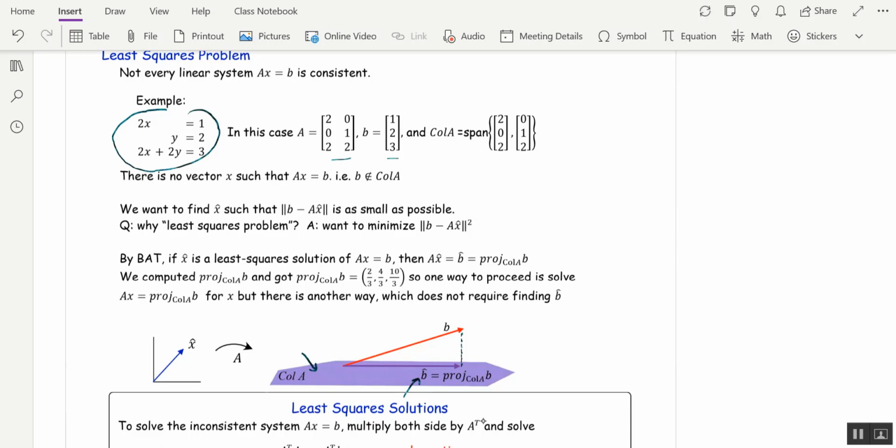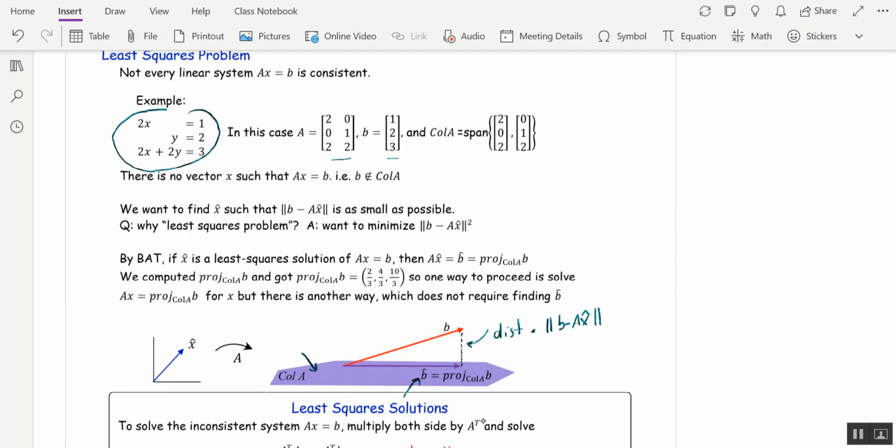Now it's called a least squares solution because this dotted line here, the distance between B and B hat, is equal to the length of B minus AX hat. And when we minimize a length, we minimize a sum of squares.